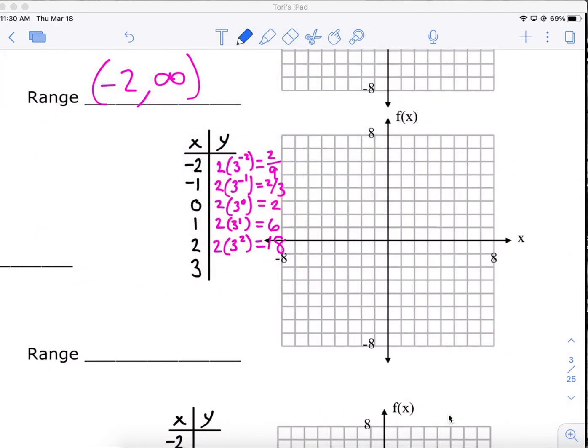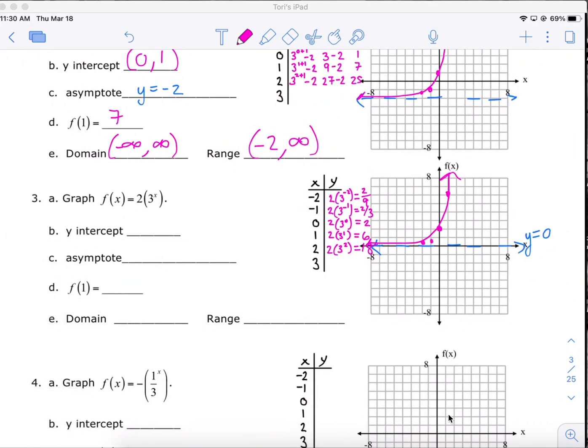My graph does not have a transformation that's moving it up or down or left and right. So I'm staying on y equals 0. Graphing those points, we are going to go -2 and a 2/9. That's very small. -1 is 2/3, getting a little larger. 0 is going to go to 2. 1 is going to go to 6, and nothing else fits. So this is my graph.